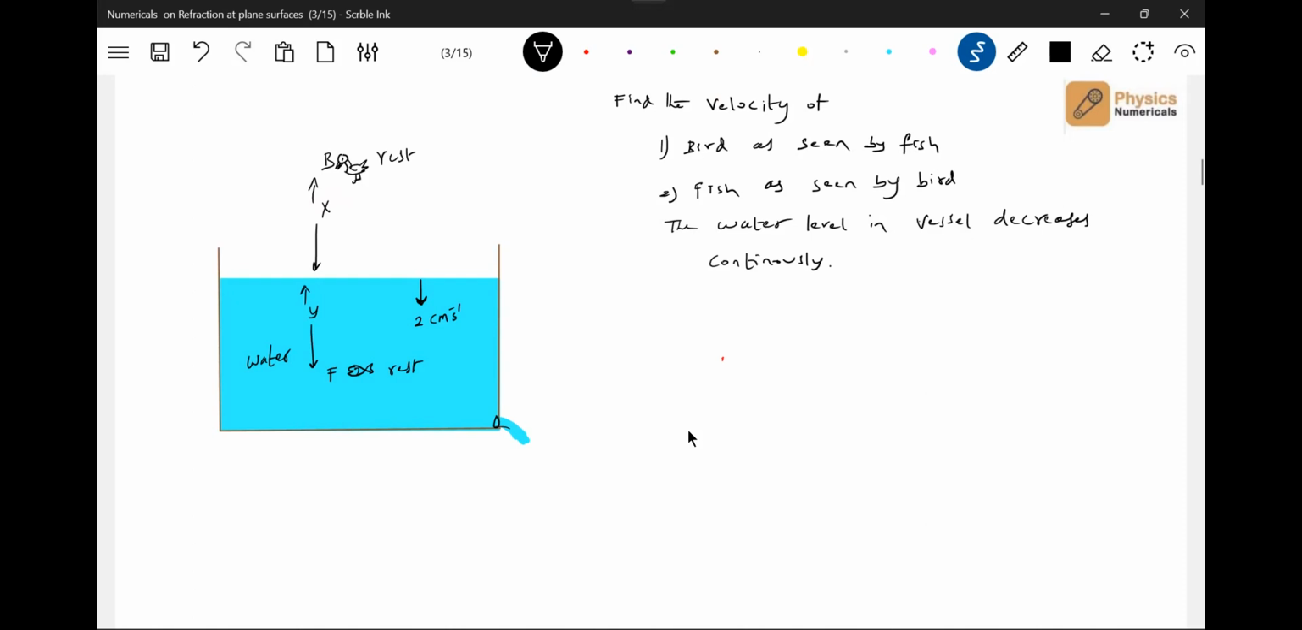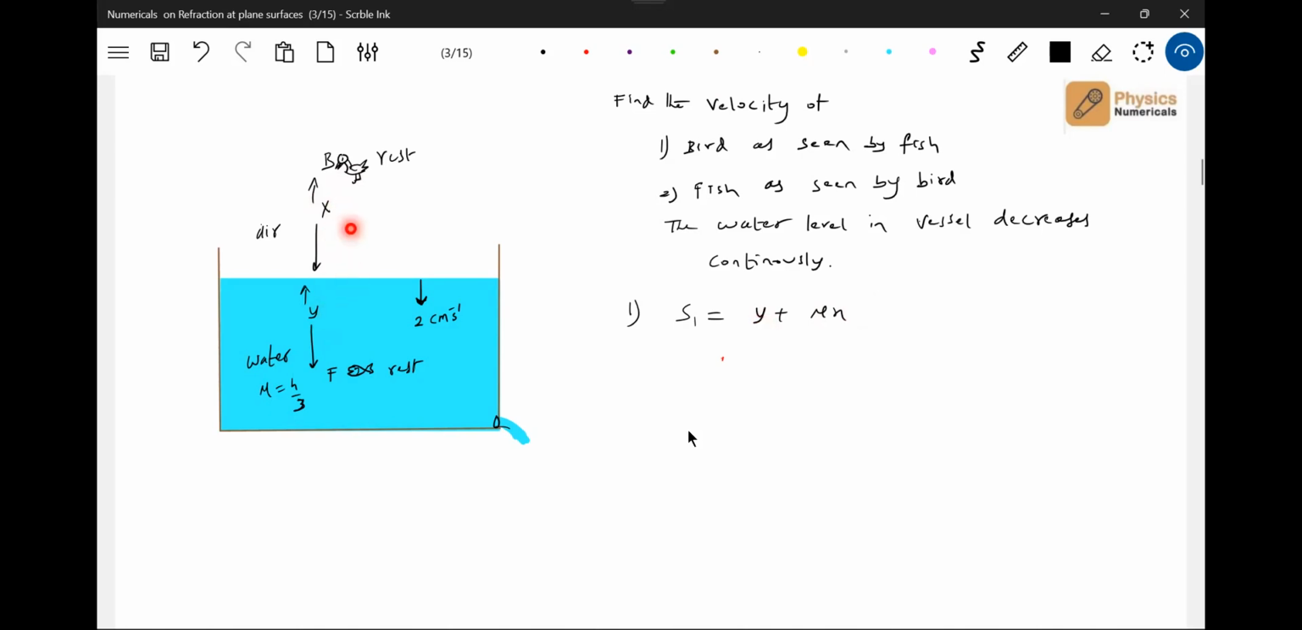First, the positions we'll see. At what distance will the bird appear to the fish? It will be y plus mu x. What is y? Y is the distance of the fish from the boundary. The bird is at a distance x from the boundary, so it will appear further, no? This is the apparent height.